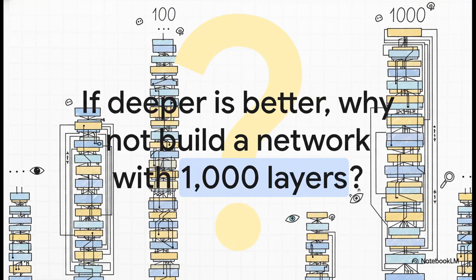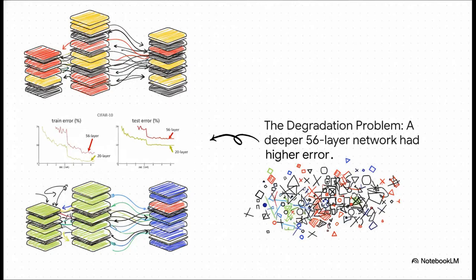If 19 layers are great, why not try 50? Or 100? Heck, why not just build a 1,000-layer network and call it a day? Problem solved, right? Well, not exactly. And here's the bizarre twist. They found that just adding more layers could actually make the network perform worse. Look at this graph. A 56-layer network is doing worse than a 20-layer one. How is that possible? The culprit was something called the vanishing gradient.